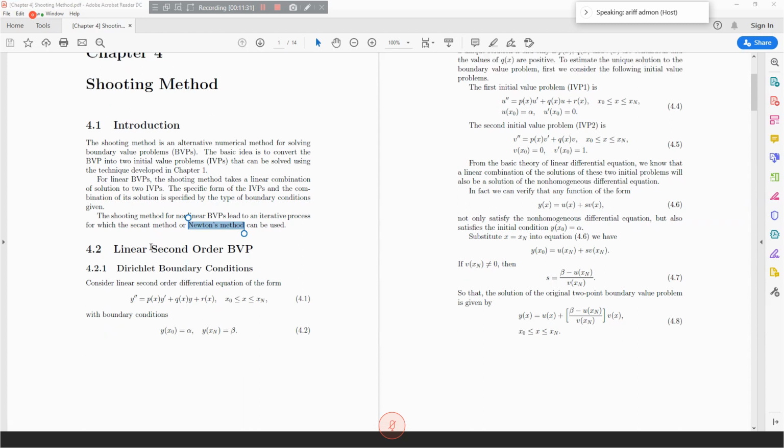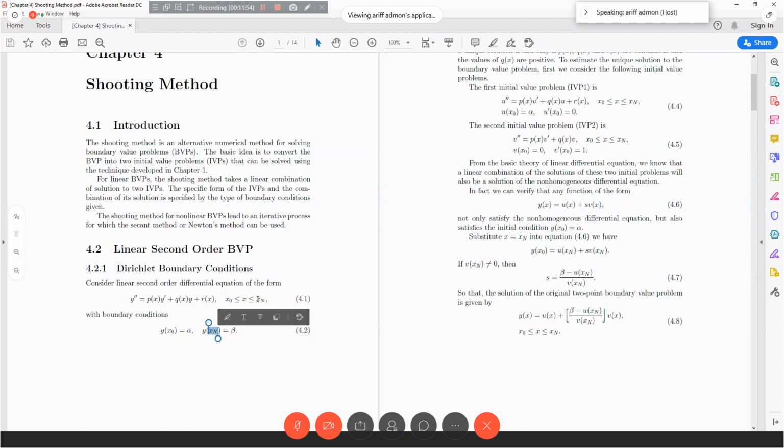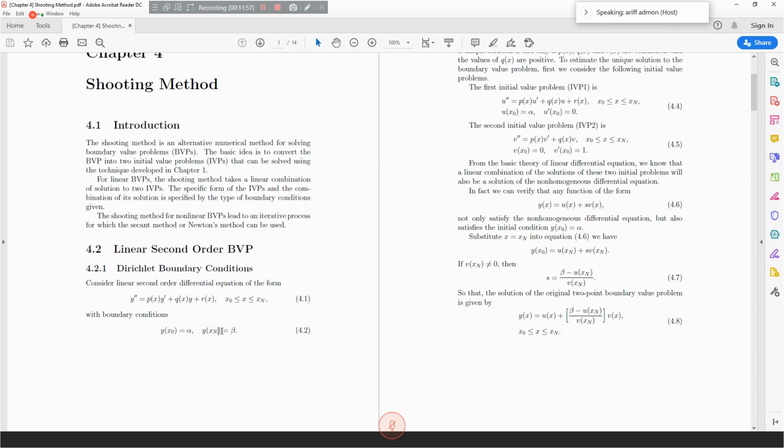Now we go to the linear case first. Since this is a boundary value problem, your conditions should involve at least two conditions: the first condition with respect to the left-hand end, x naught, and the second condition on the right-hand end, x n. This is the example for the Dirichlet, and the same goes for the Neumann, where they give conditions on x naught and also x n, and for Robin as well. This is when we are talking about boundary value problems.